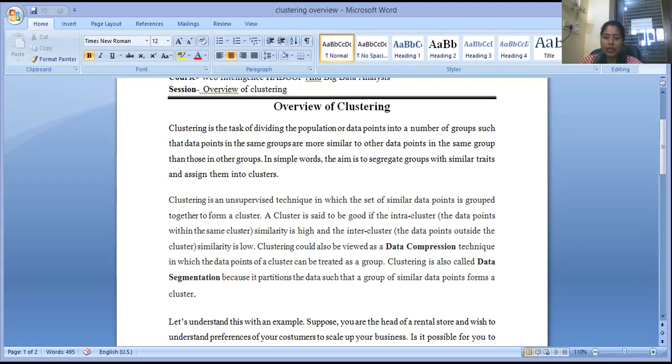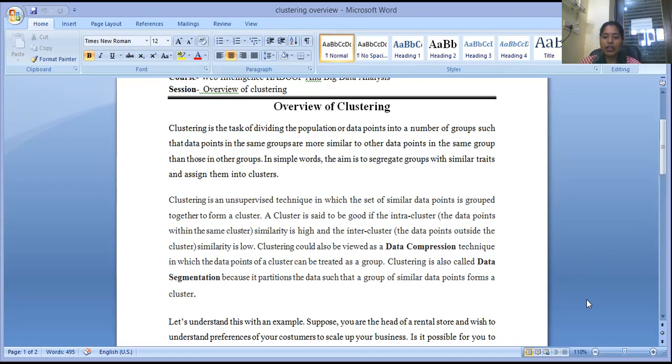Clear? So now, clustering could also be viewed as a data compression technique, in which the data points of a cluster can be treated as a group. You can also say that a cluster is like data compression. Why? Because we are using multiple data in a group, and that group's name is the cluster. So clustering is also known as a data compression technique.